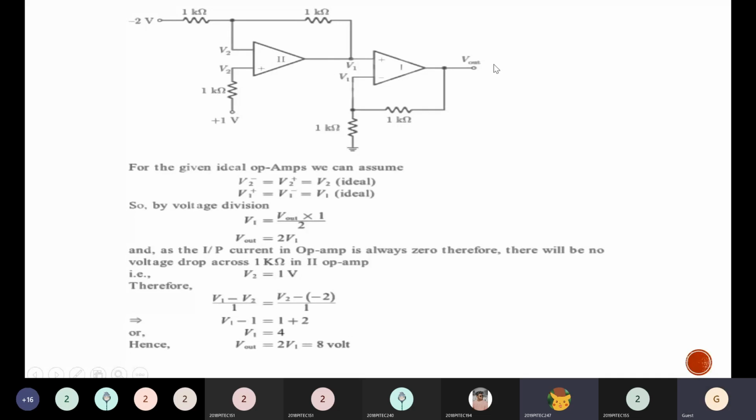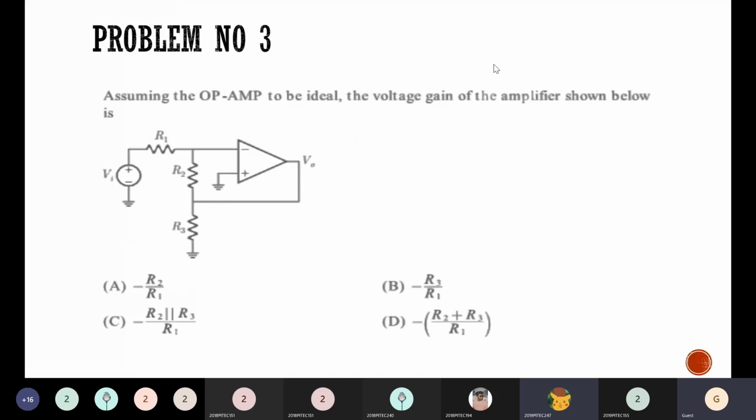Okay. We'll move to the next one. Third problem. Now this is very, very simple. Try to find the output of this. I am not going to tell you anything for this one. Make a try. Try to find the output of this circuit.